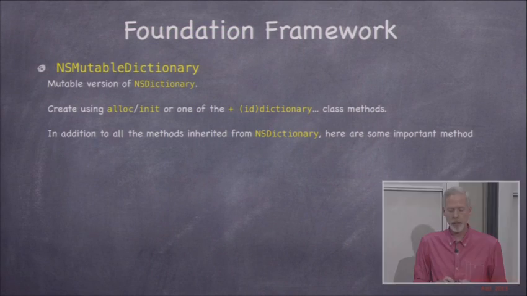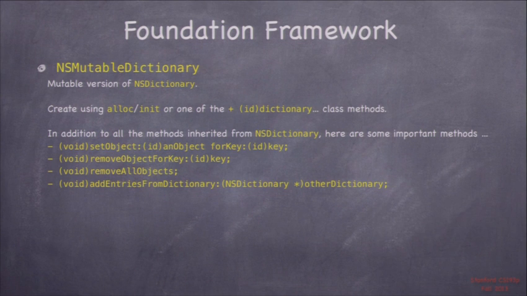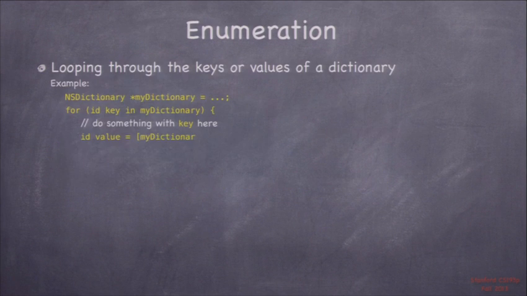So we have a mutable version, NS Mutable Dictionary, usually created with alloc init. It has all the things of a dictionary, plus it has set object for key. That adds a key value pair. And you can remove objects, add entries from another dictionary, et cetera, et cetera.